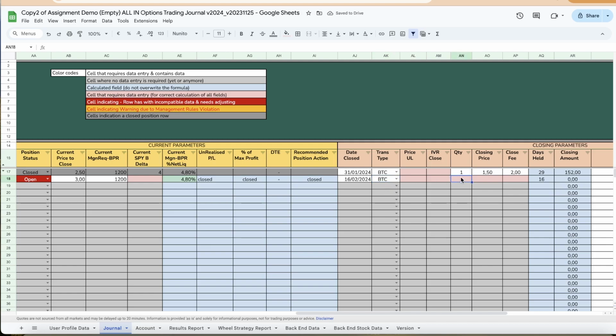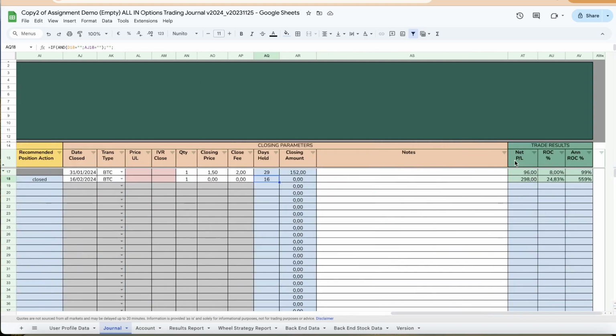I enter the same information again. It's one position that I close. When I'm getting assigned, of course, my closing price will be 0, because once I got assigned, I will be able to keep the full premium, and I don't need to actually make a transaction, and I don't have to pay a fee either. So this is 2 times 0, as you can see here. And now if you go to the right, you can see that on this cash secured put, you have earned a net P&L of $298.